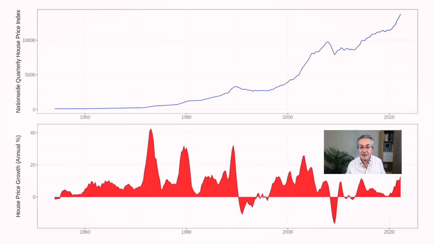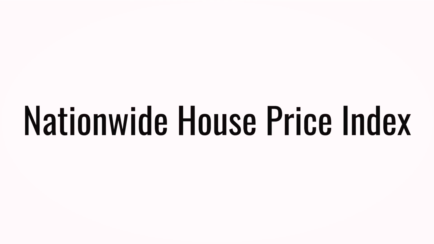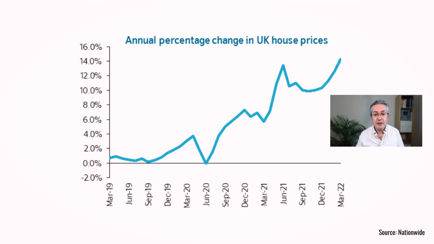We'll only go back as far as 1990, but we'll see more recent changes. So here is that monthly data, and you can see in more detail that acceleration that we've seen recently. It really does show no sign of abating yet. The latest nationwide report is actually an interesting one. So here is that acceleration in house prices that we just saw.